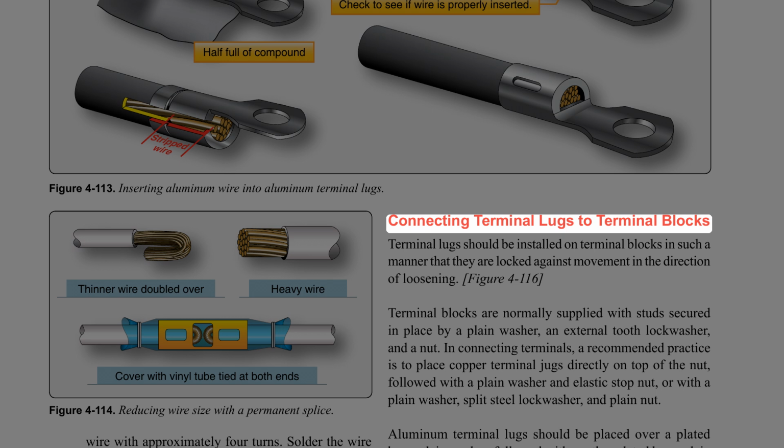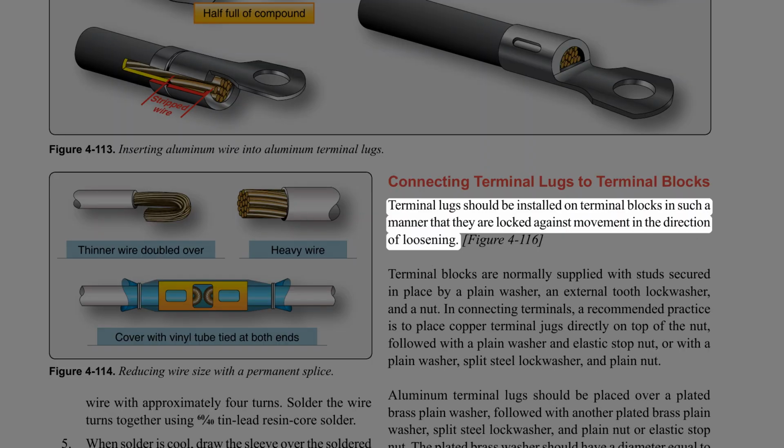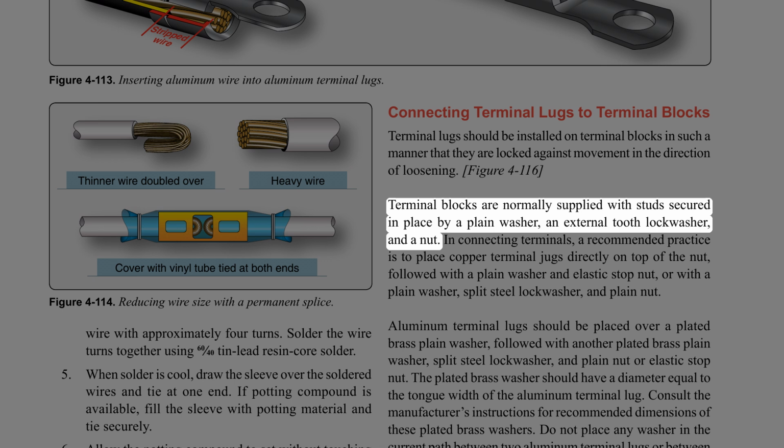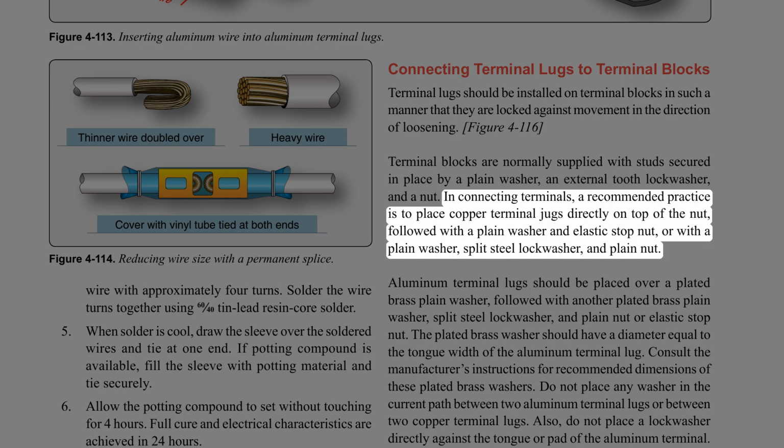Connecting terminal lugs to terminal blocks. Terminal lugs should be installed on terminal blocks in such a manner that they are locked against movement in the direction of loosening. Terminal blocks are normally supplied with studs secured in place by a plain washer, an external tooth lock washer, and a nut. In connecting terminals, a recommended practice is to place copper terminal lugs directly on top of the nut, followed with a plain washer and elastic stop nut, or with a plain washer, split steel lock washer, and plain nut.